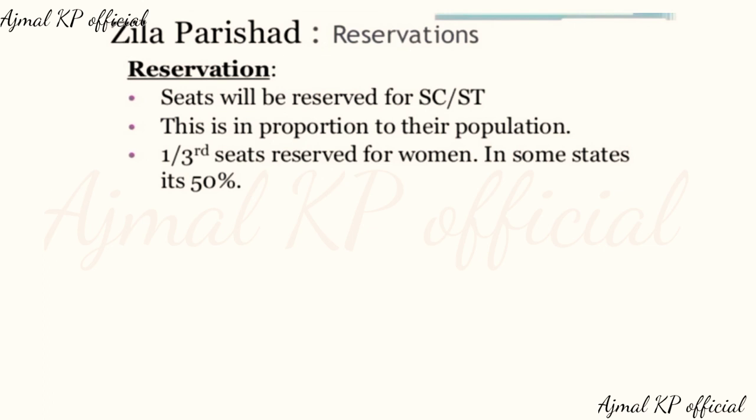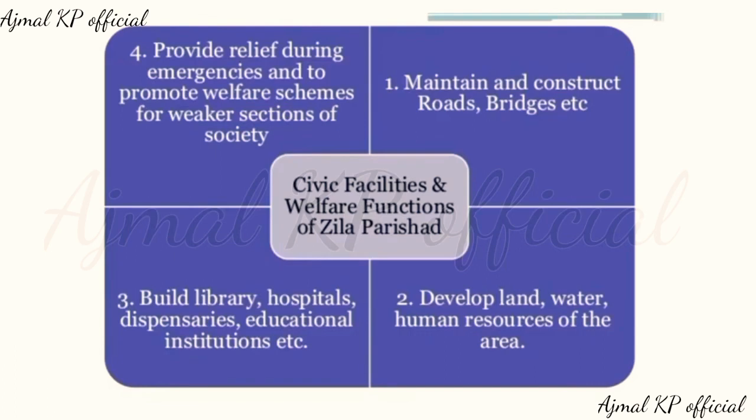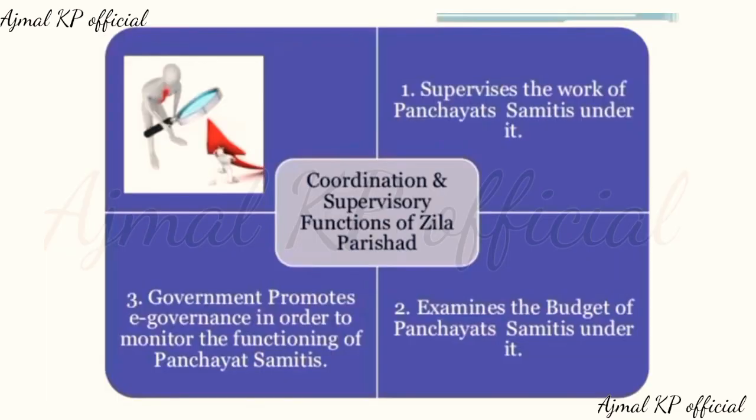Then there are various committees also in Zilla Parishad. Then there is a provision for reservation of seats for scheduled caste and scheduled tribes. There are different functions which are performed by Zilla Parishad. Under civic facilities and welfare functions, they look after the development of agriculture. They set up and maintain warehouses, train the farmers, and handle land reclamation and conservation. They also look towards the development of irrigation and water utilization. Also, they look towards rural electrification.